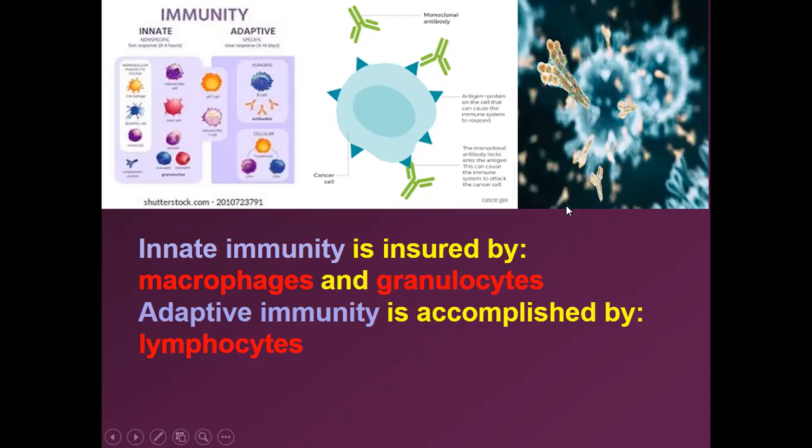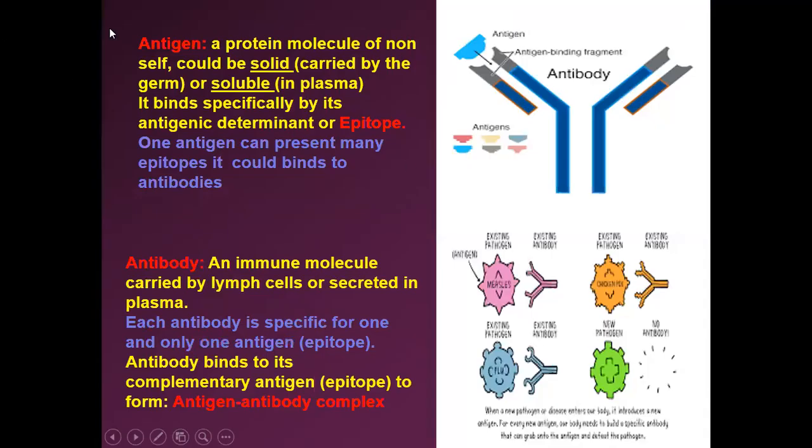So the organs, the cells, and the molecules of the immune system are of equal importance in the defense against the invaders. For example, the antibody, this is the antibody, is a molecule of the immune system, an immune molecule carried by lymph cells or secreted in plasma. Each antibody is specific for one and only one antigen. We will see the antigen.